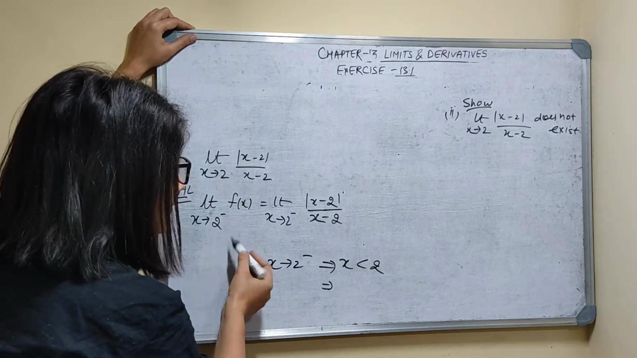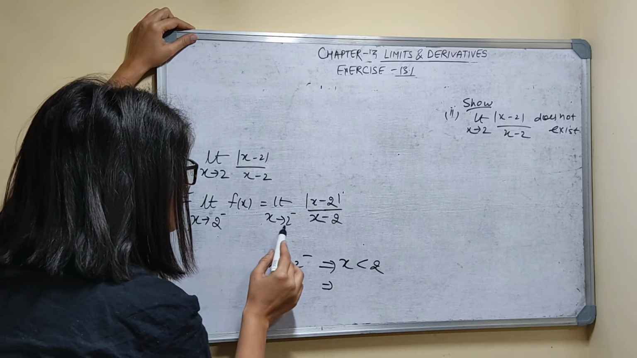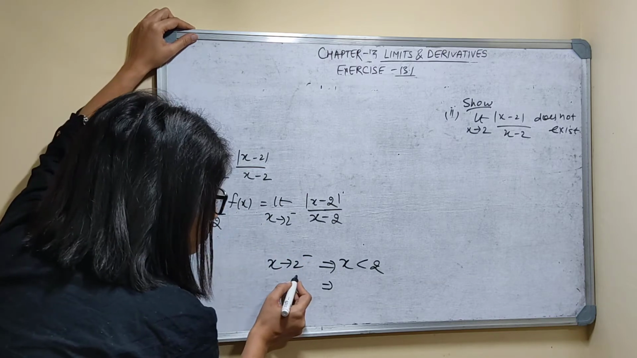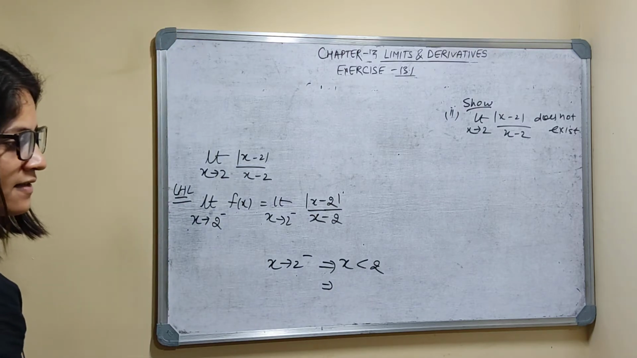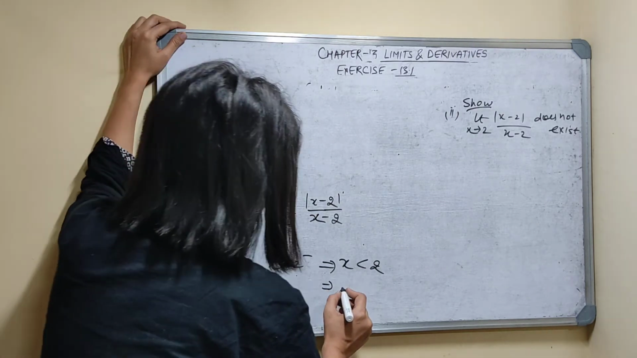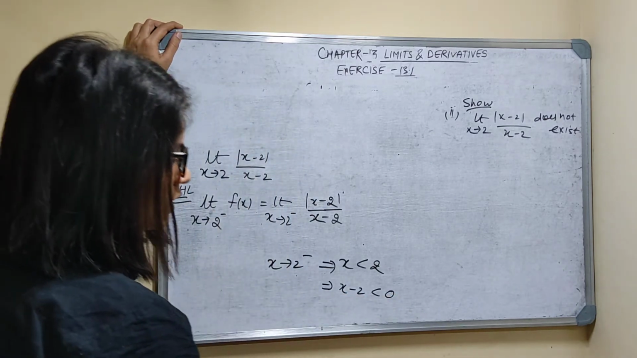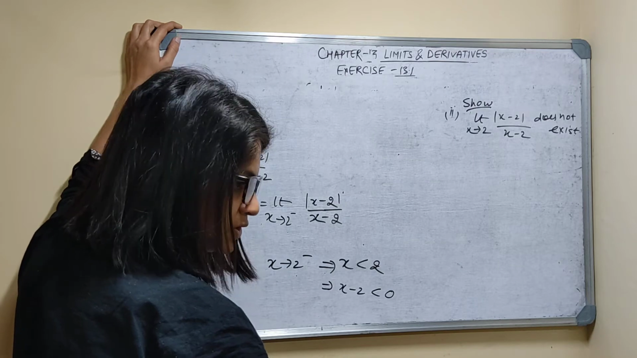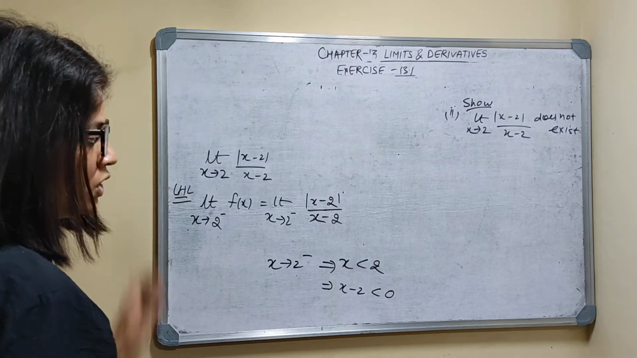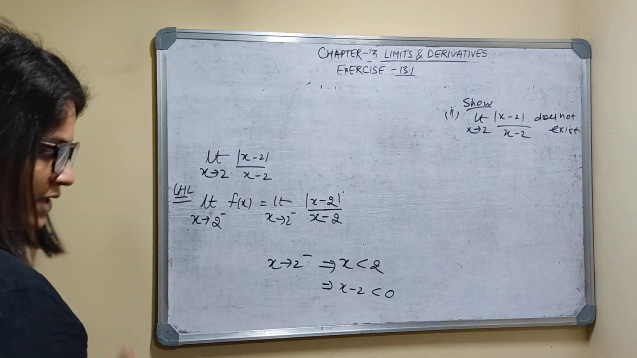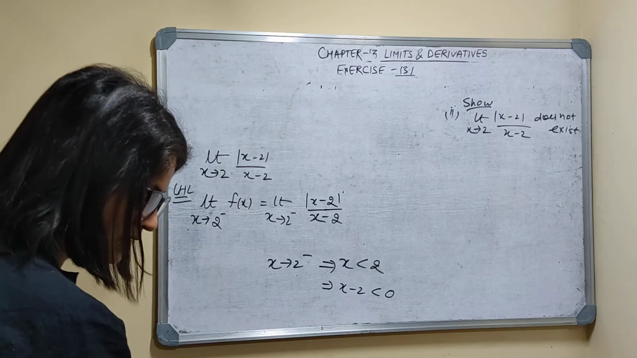So first I am doing the left hand limit. That is limit x tends to 2 minus f of x. X tends to 2 minus means x is less than 2. That is sure that x is less than 2, and x minus 2 is less than 0. Or you can say I am subtracting 2 from both sides, so x minus 2 is less than 2 minus 2, so x minus 2 is less than 0.